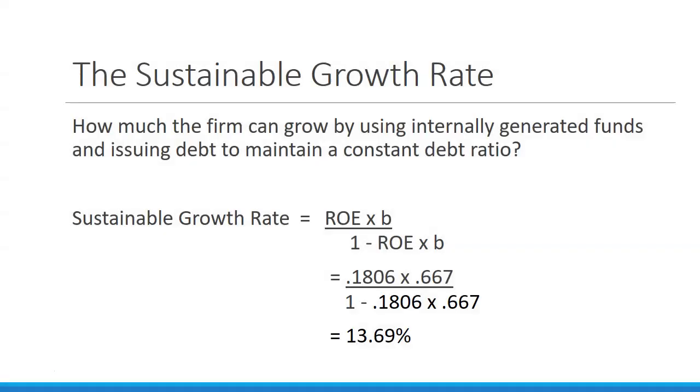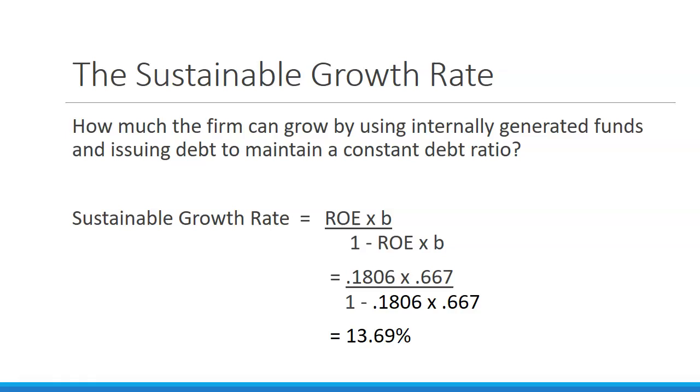Our sustainable growth rate looks at how much we can grow by using internally generated funds and issuing debt to maintain a constant debt ratio. This is our sustainable growth rate: return on equity times our retention rate, divided by 1 minus return on equity times the retention rate. We already know our return on equity was 18.06%, or 0.1806, and our retention rate is 66.7%.